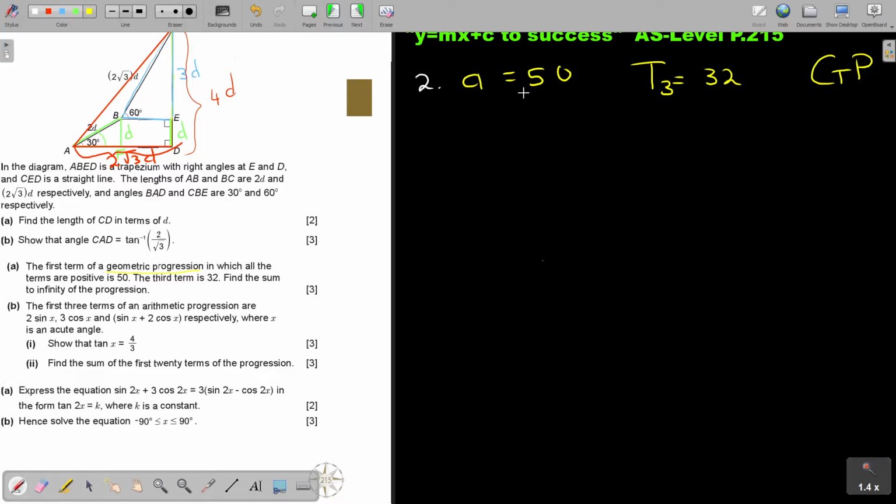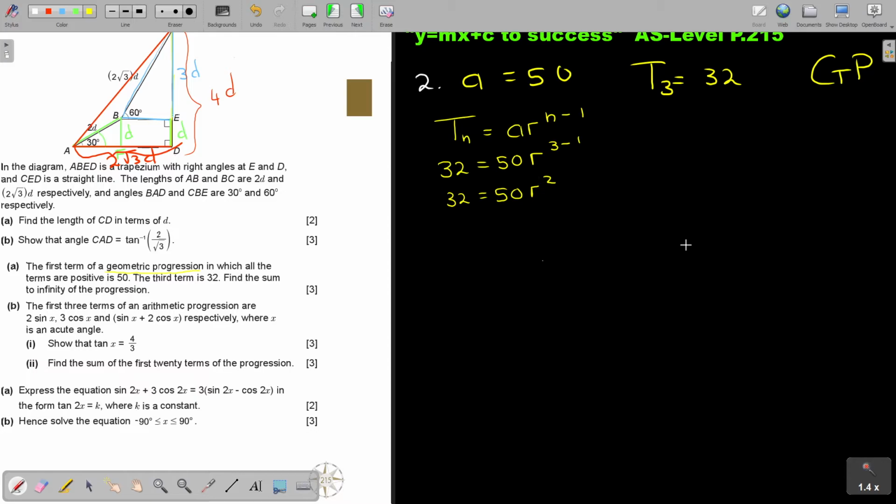Now let's start first. It's a GP. So I know that Tn equals ar to the n minus 1. If I'm going for the third term, then it's going to be T3, which is 32. In the place of a, I put 50. In the place of r, I don't know r, but I know it's the third term, so 3 minus 1. So it's 32 equals 50 r squared.